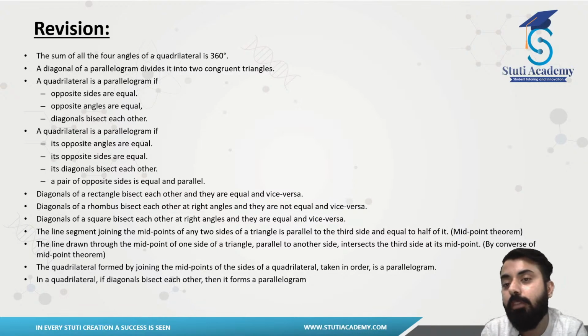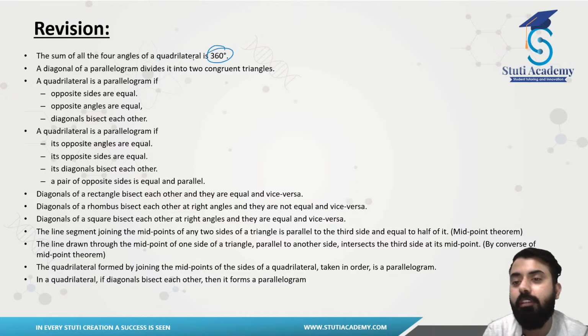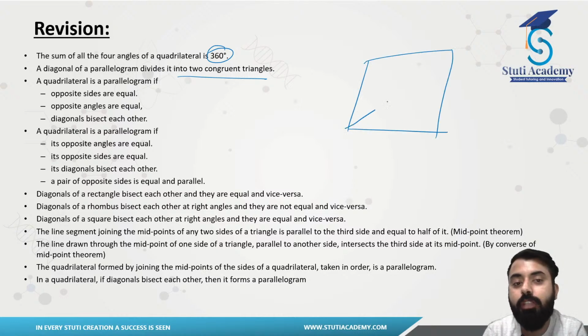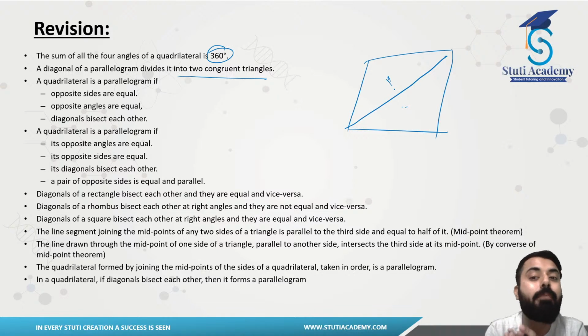So you guys see, the sum of all four angles of a quadrilateral was 360. You guys remember that. Diagonals of a parallelogram divide it into two equal congruent triangles. That was easy. You also remember this. If we had joined a diagonal, these two triangles will be equal, and they will have the same area. That you will be learning in your class, in your chapter 9.